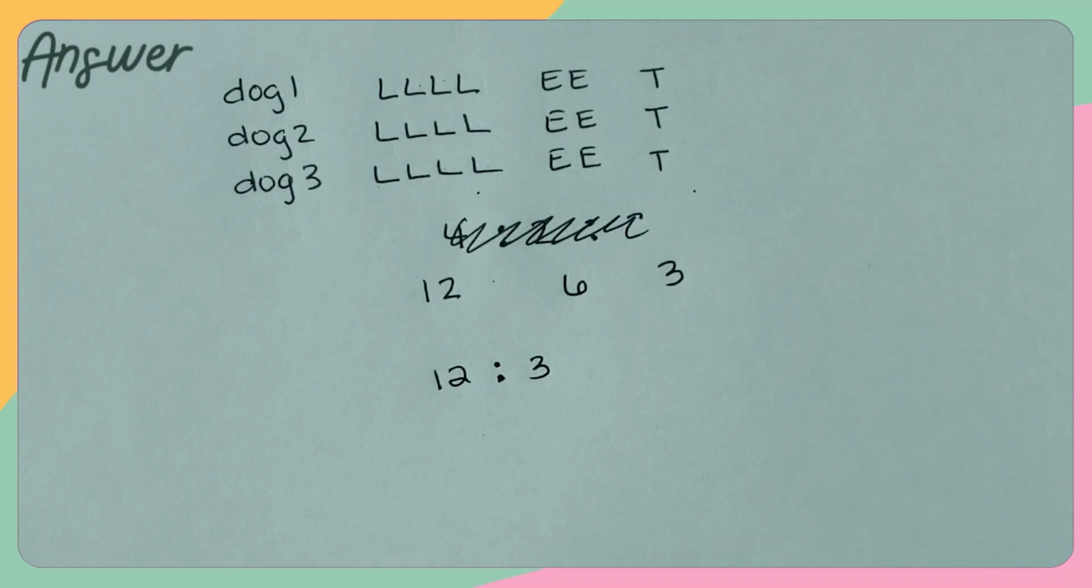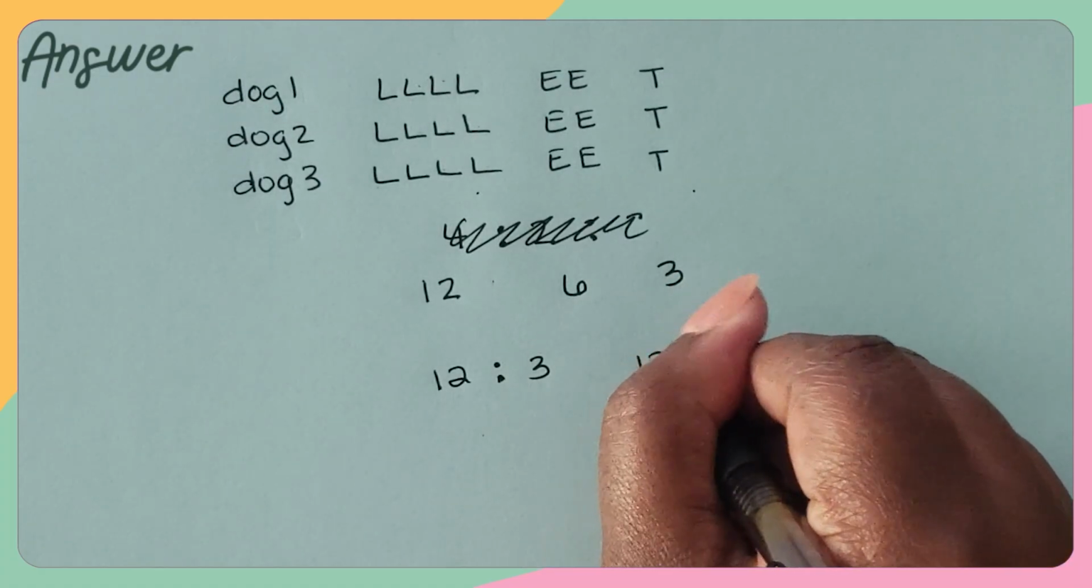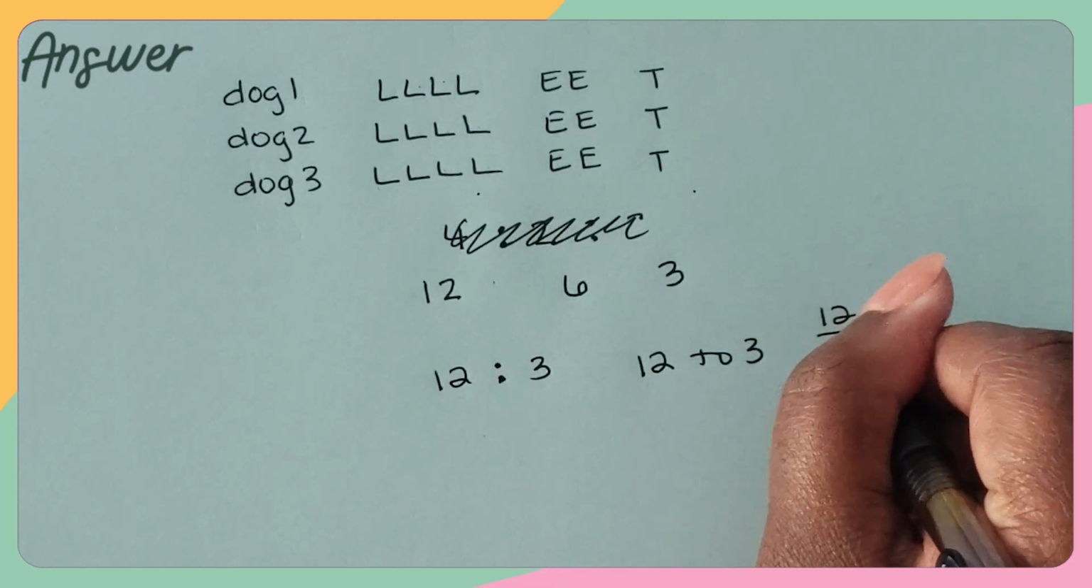Did everyone get that? 12 to 3. You could have written it as 12 to 3 or 12:3.